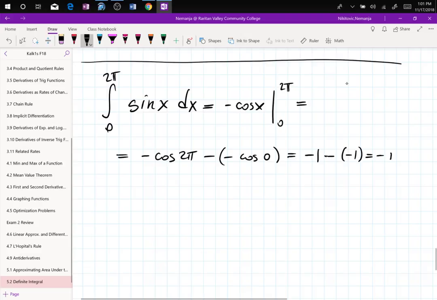So I have negative 1 plus 1, which is 0. Right? Whew.